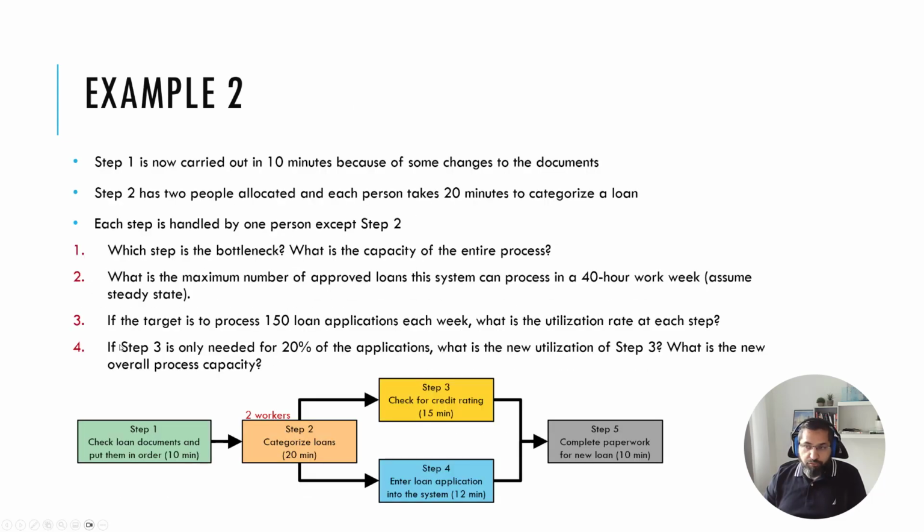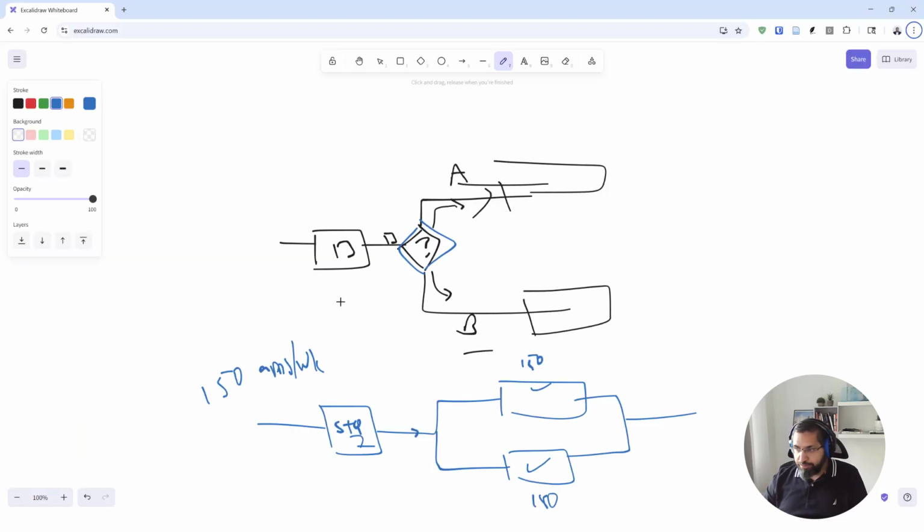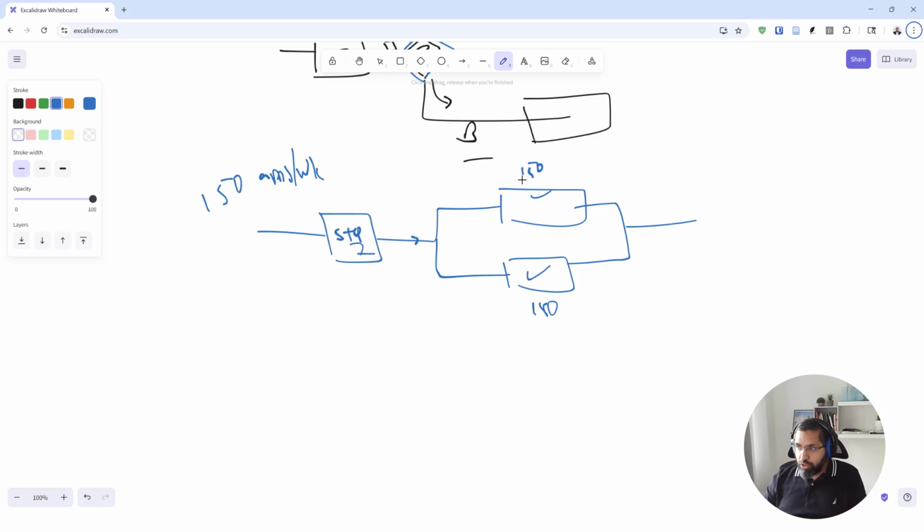Okay, now a very interesting twist in the story in question 4. If step 3 is only needed for 20% of the applications, what is the new utilization of step 3? And what is the new overall process capacity? Okay, so now let me go back to my diagram. Before, the load was 150 here and 150 here, but now the load here is going to reduce, because not every application needs a credit check. This is step 3, which is a credit check, right?